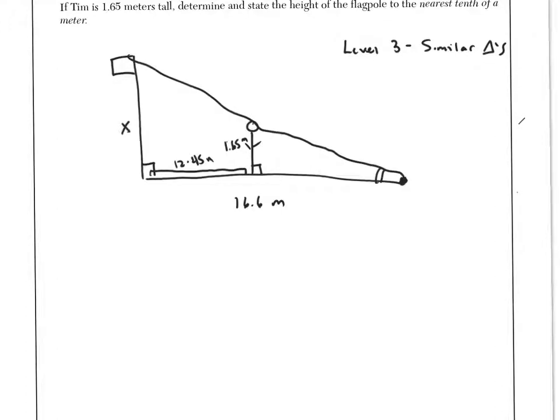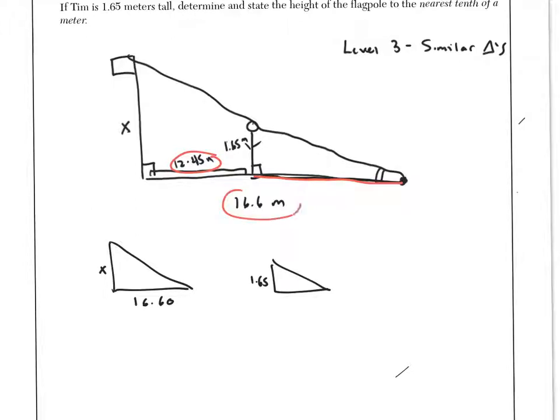All right. Now, let's actually just write this out. We got a big triangle like so. That's with the flagpole. So we have X, and we have our whole shadow, which is 16.6. Then you have your smaller triangle. And check this out. Tim is 1.65, but what's this length right here? Well, that's not known. What we have to do is subtract 12.45 from the total length, which is 16.6. And you get 4.15. And that's what goes here. And that's the trick to this question. If you didn't do that, you'll probably get 2.2, which is incorrect.